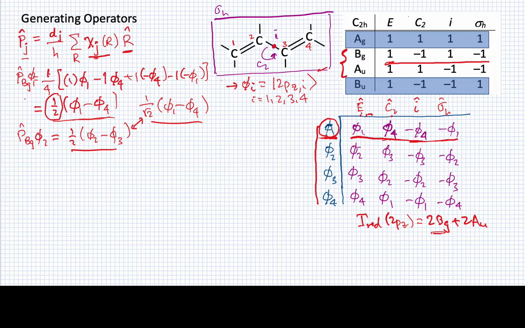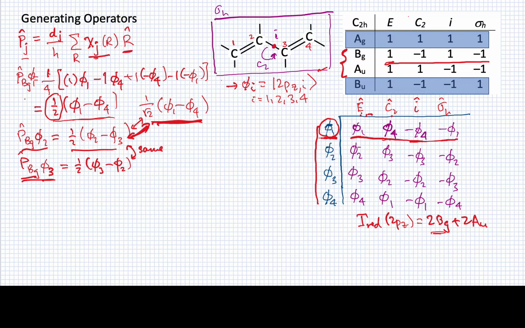All right. I could then also operate my generating operator on phi3. I would end up getting 1/2 phi3 minus phi2, but because this only differs by a sign from this one, we consider these to be the same result. Similarly, if I had a generating operator operating on phi4, I would get the negative of this one. So these are the only two unique results that I'll get from using the generating operator with symmetry BG on this basis. What about symmetry AU?